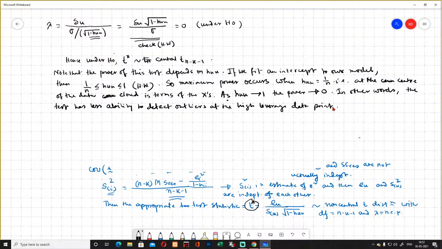Okay. So do you have any question up to that? Please tell me before going to the next portion, that is the test for lack of fit. If you have any question, please tell me.